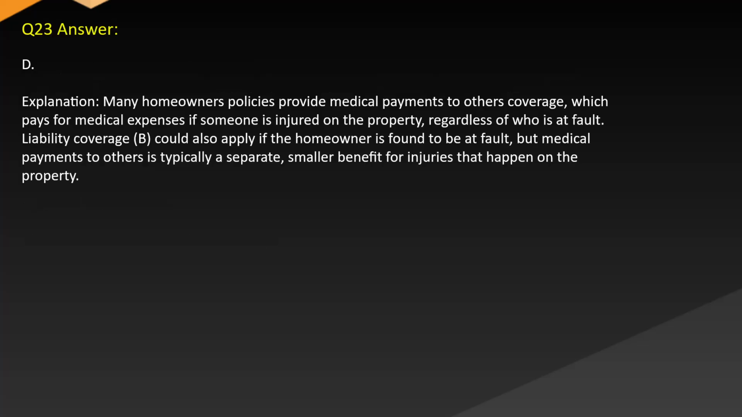Answer: D. Explanation. Many homeowners policies provide medical payments to others coverage, which pays for medical expenses if someone is injured on the property, regardless of who is at fault. Liability coverage, B, could also apply if the homeowner is found to be at fault, but medical payments to others is typically a separate, smaller benefit for injuries that happen on the property.